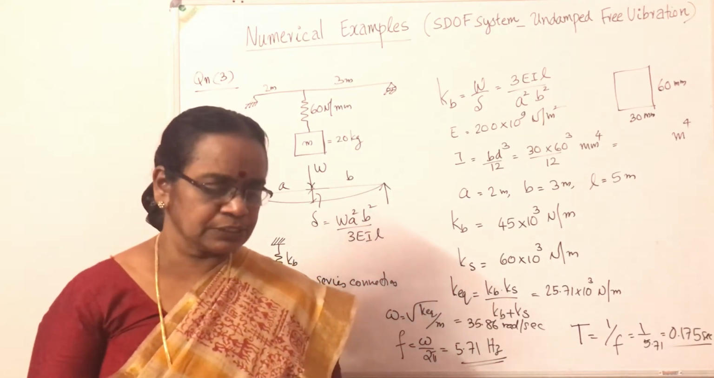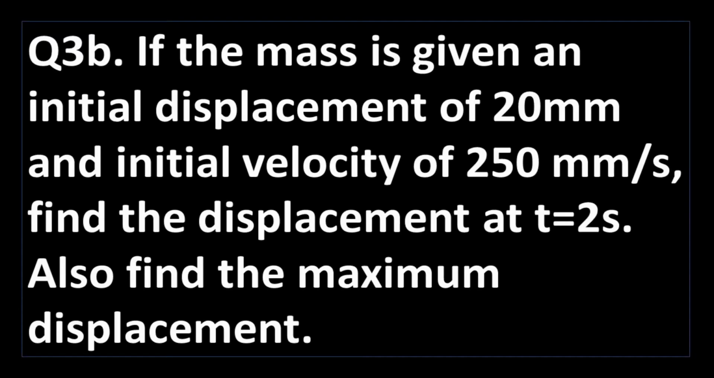Now we'll see the second part of the question. In the above problem, if the mass is given an initial displacement of 20 millimeter and an initial velocity of 250 millimeter per second, find the displacement at 2 seconds. Also find the maximum displacement.